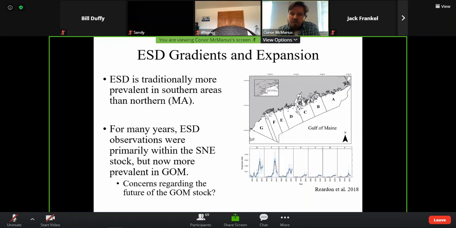So in a rapidly warming environment like the Gulf of Maine, while the levels are still low for diseased lobsters, there is concern about what this might mean as a future stressor for this highly commercially valuable stock, as well as a new source of natural mortality for this population.